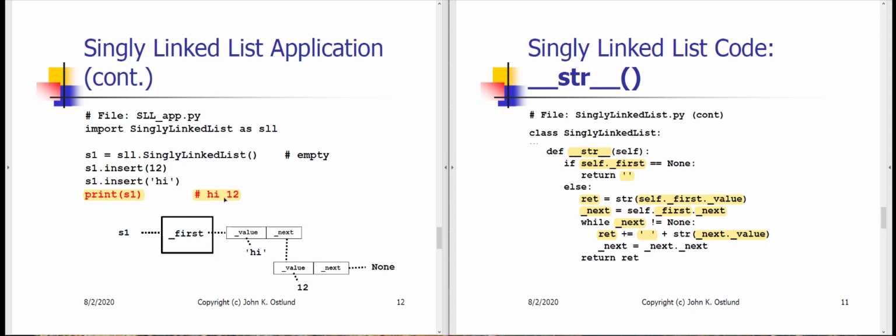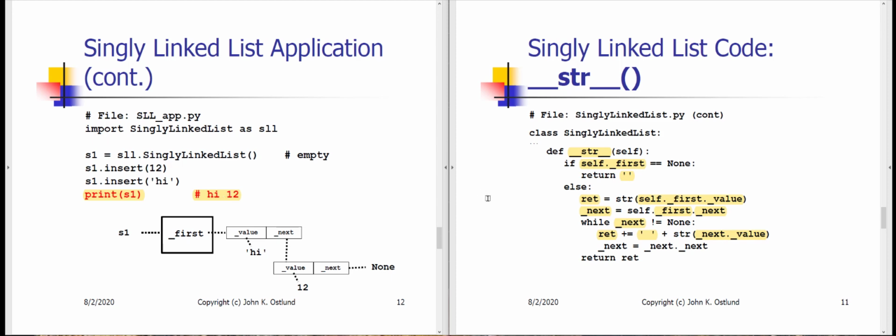Okay, so we're making progress. We can now create an empty singly linked list. We can insert a value at the beginning of our singly linked list, and we can convert our singly linked list into a string representation, which we can then print or display on the user's screen.